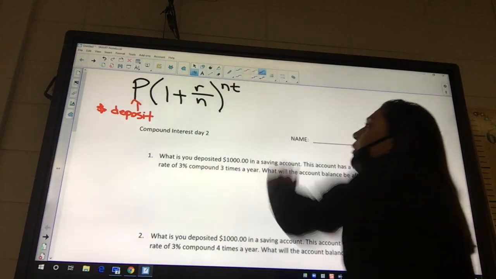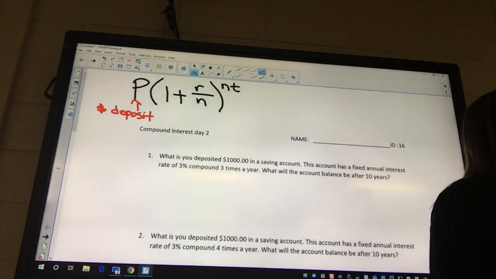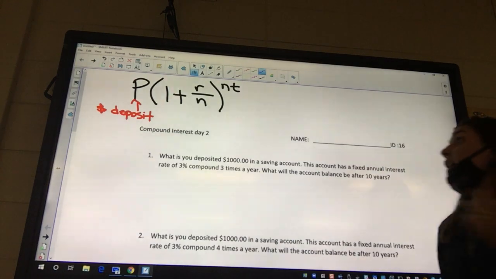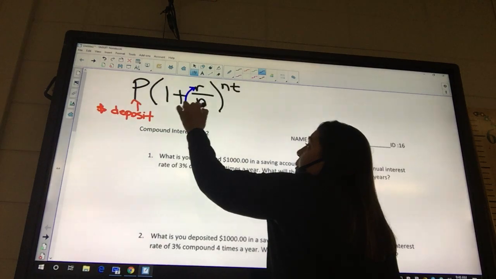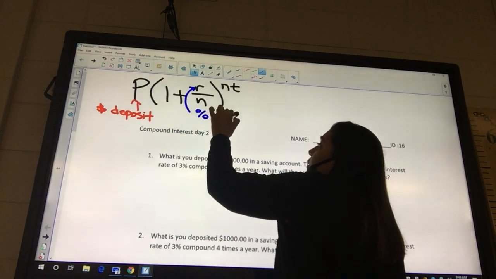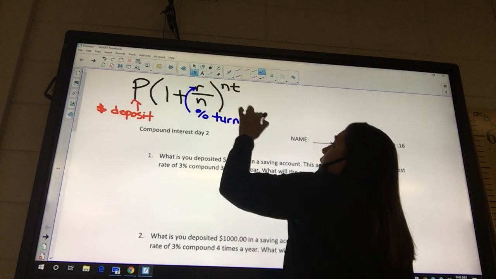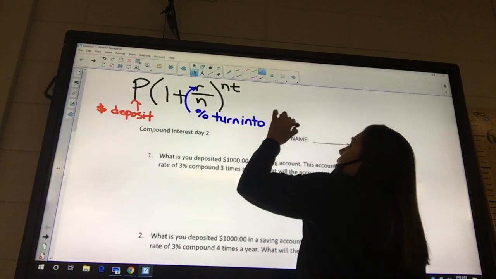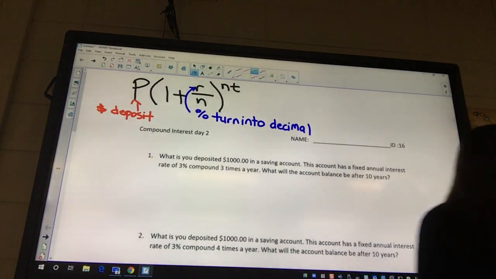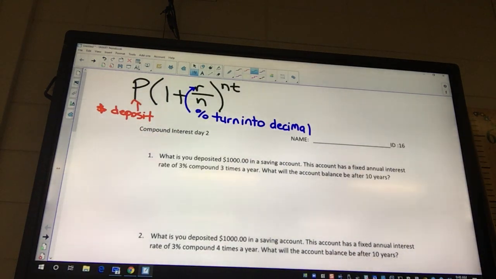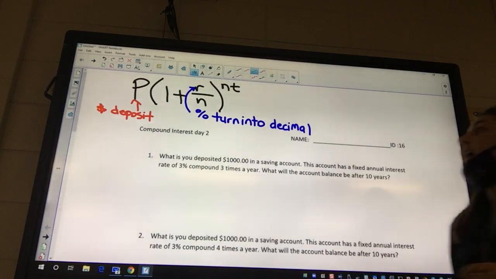Okay, what about the R? It's the percentage, okay? And we're just kicking it in layman's terms, but it's the rate. But this is going to be the percent that you need to turn into a decimal. Okay, and how do we do that? How do we turn something into a decimal? You move the dot. How many spaces? Two places to the left.